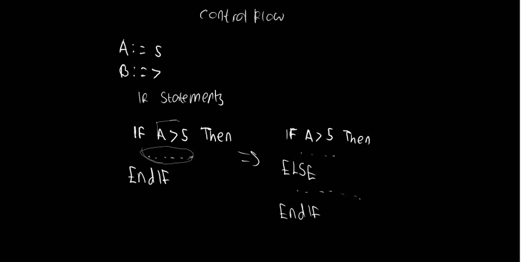Okay, so now that we're done with ifs and else ifs, now we're going to look at loops, right? What are loops? Loops are basically a way of doing things over and over again. We have two types of loops: the for loop and the while loop. We're going to start off with the for loop.